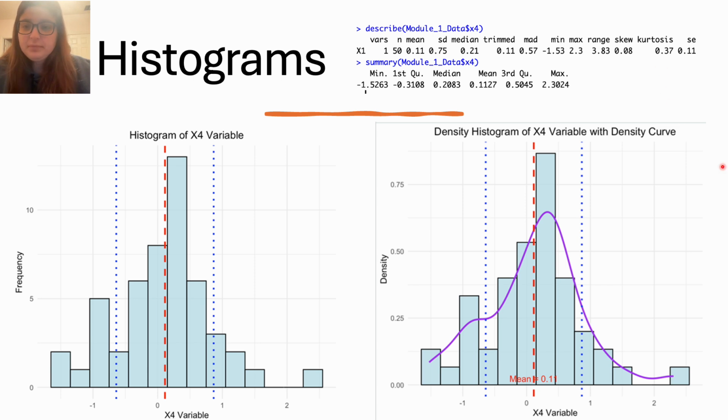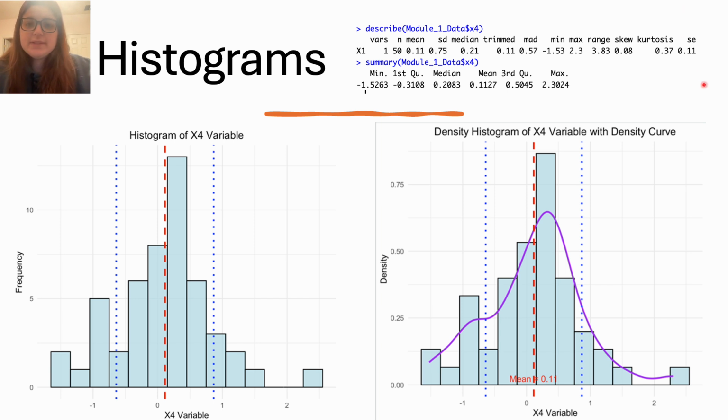So these are talking about the distribution, and it helps to tell you if the data is skewed, which direction it's skewed, and by how much. So here you can see we have a skew of 0.08, so we can see it's just slightly positively skewed like we mentioned before.